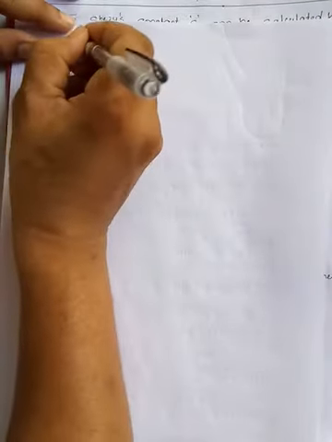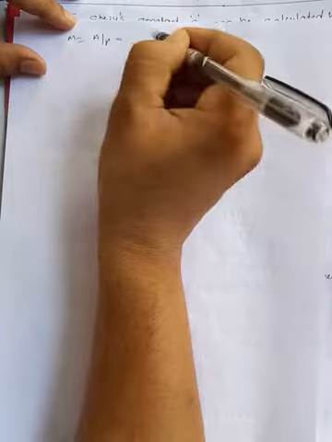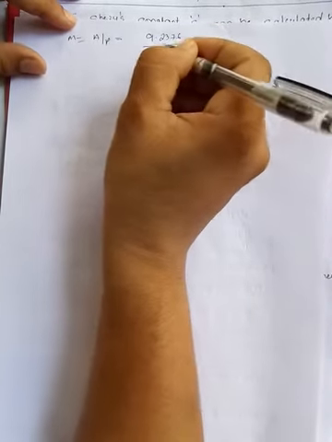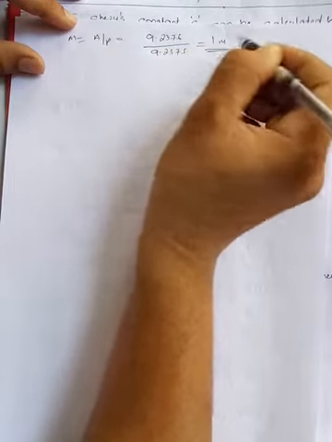Okay, next you got the value of wetted perimeter. So M is equal to A by P. What is the area of the flow? Area of the flow is equal to 9.2376 and the wetted perimeter is also 9.2375. So it will become 1 meter. Okay, the hydraulic mean depth is 1 meter.